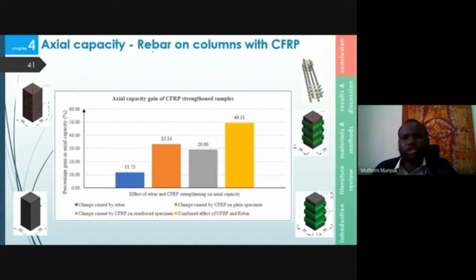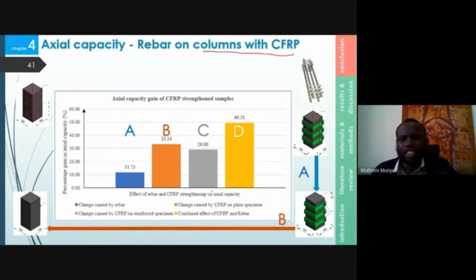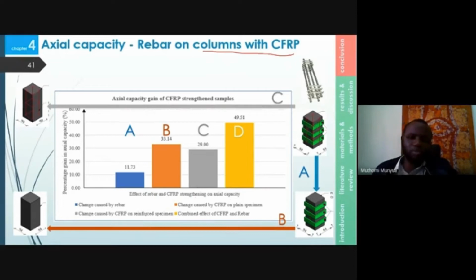In addition to that, the study also wanted to find out the effect of rebar on columns with CFRP. So 4 comparisons were drawn. Comparison A was drawn to find out the change caused by rebar on columns with CFRP. Comparison B was drawn to find out the change caused by CFRP on plain specimen. And comparison C was drawn to find out the change caused by CFRP on reinforced specimen. And lastly, to get the combined effect of both rebar and CFRP, comparison D was drawn.